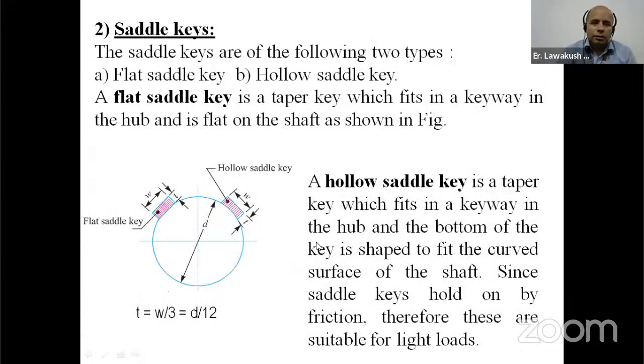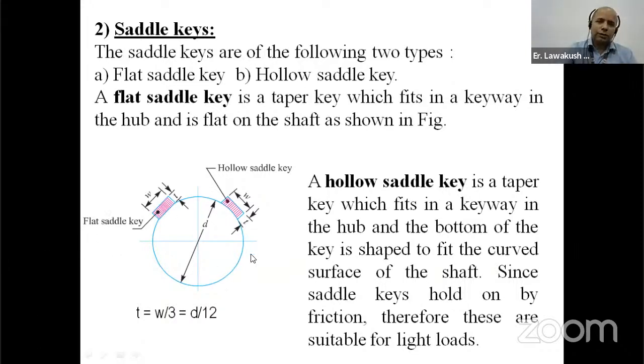Now we will go on to the second number. So far, I was discussing the sunk key. Now, the second one is the saddle key. The saddle keys are of the following two types. First one is the flat saddle key, and second one is the hollow saddle key. First, the flat saddle key. A flat saddle key is a taper key which fits in a keyway in the hub and is flat on the shaft as shown in the figure.